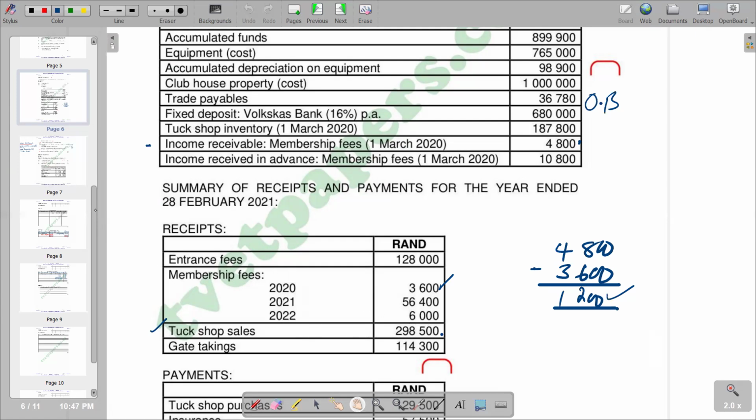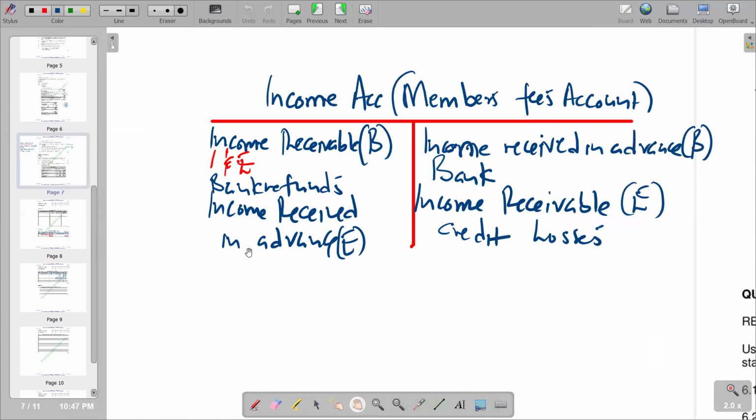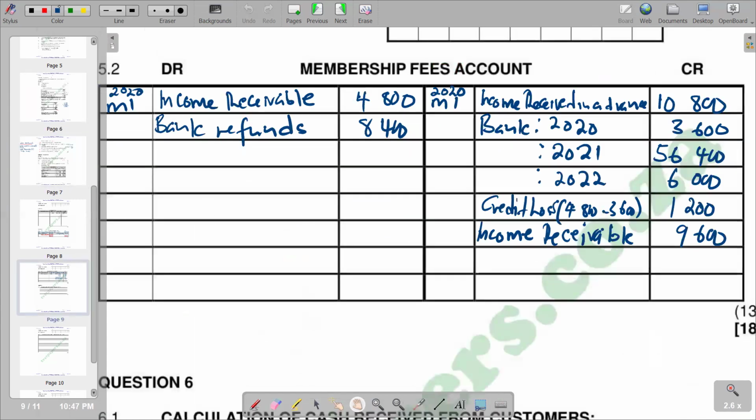We should appear on the debit side here. So we just go there and we go to the debit side and see income received in advance. That's the amount that we have is 6,000. So we have exhausted everything. Now we can be able to put our double lines.